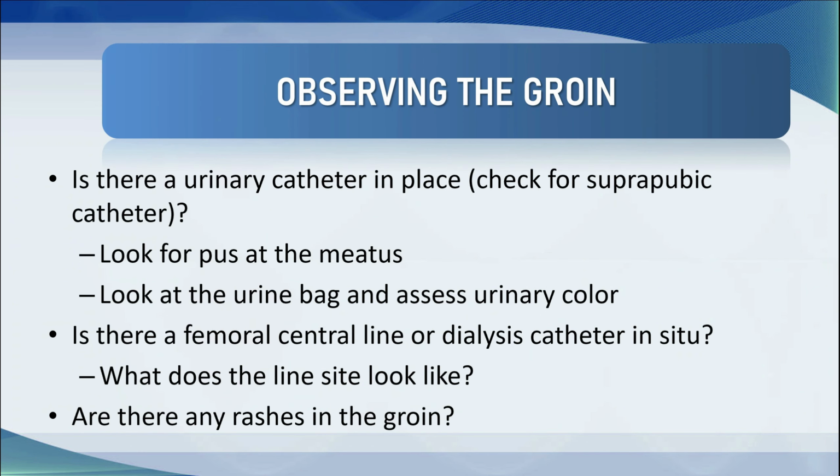So the first thing is, is there a urinary catheter in place? Is it a suprapubic or ureteric catheter? Look for pus at the meatus of the penis, and if there's a urinary bag, have a quick look at the urinary colour. If there's a femoral central line or dialysis catheter in place, you should address that, have a look at it. Again, look in the little window to see if it's inflamed.